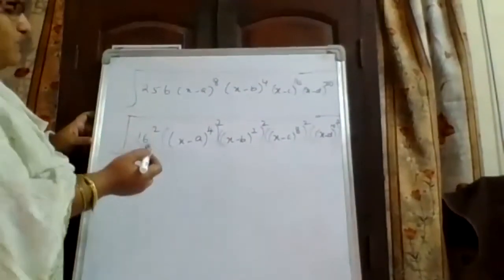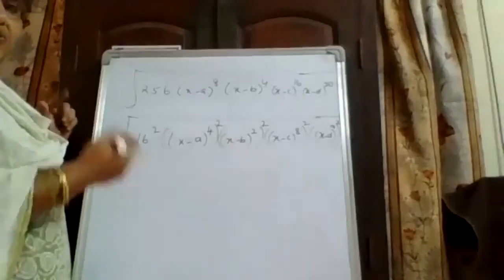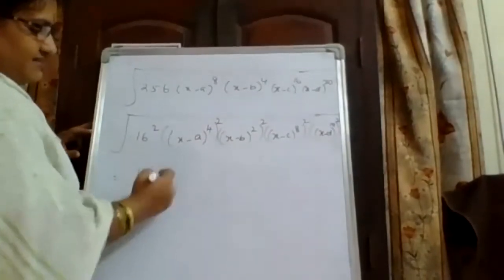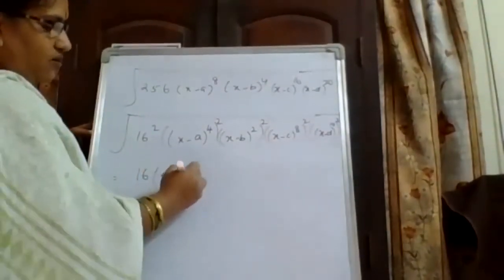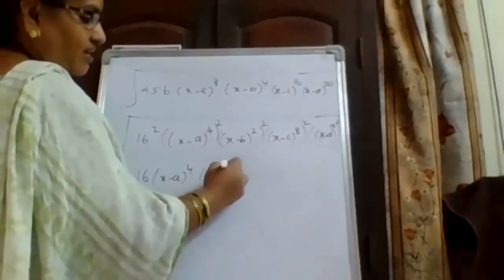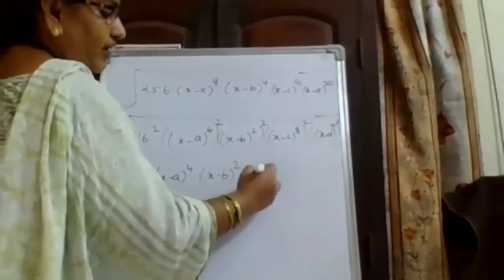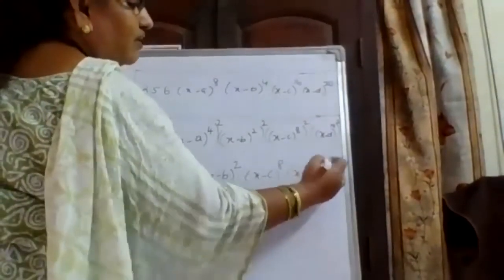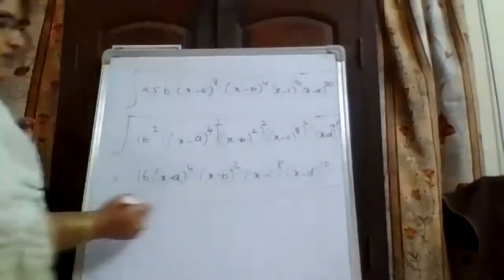Now I can remove the square root and the squares. When they are in squares and we have the square root, now I can remove it. So after removing it, I'll be getting 16 into (x minus a) whole to the power 4, (x minus b) whole to the power 2, (x minus c) whole to the power 8, (x minus d) whole to the power 10. So this will be your final answer.